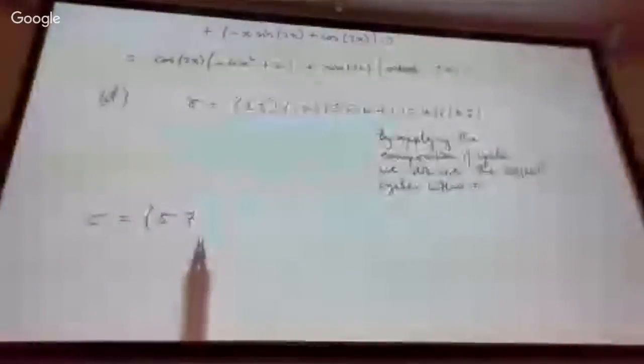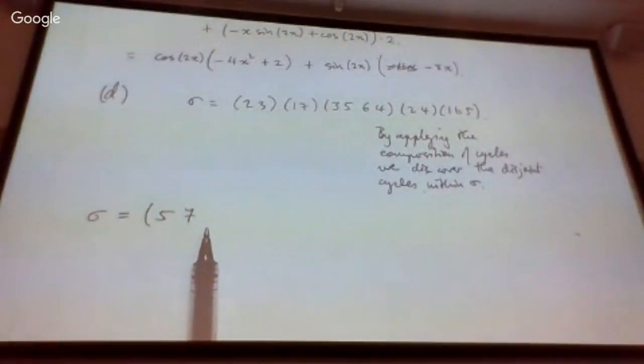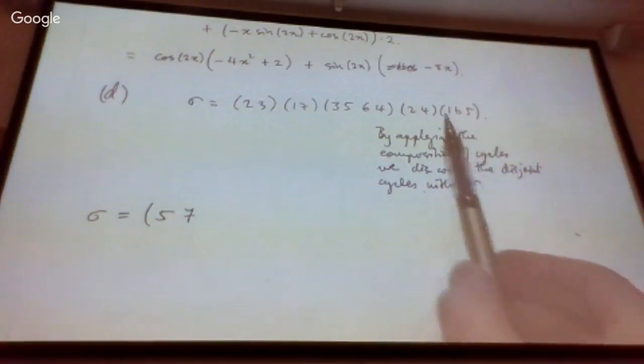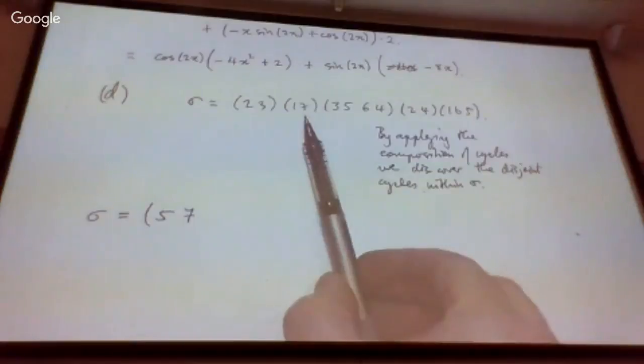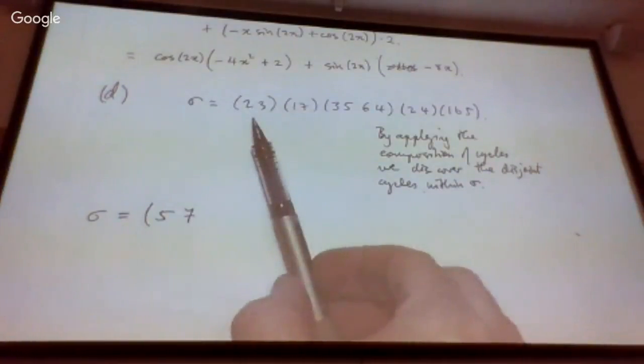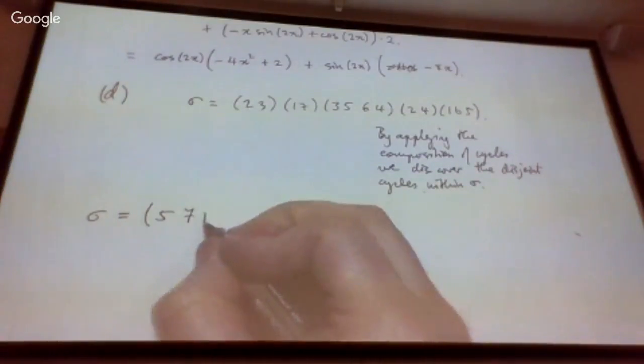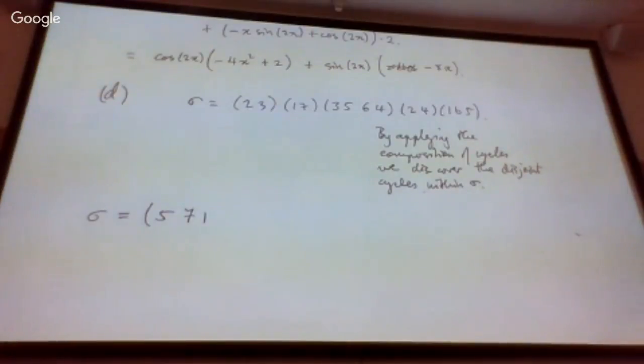So then we ask ourselves, well, what does 7 get sent to? 7 must get sent to 7. 7 is left fixed, left fixed, left fixed. 7 gets sent to 1, and 1 is left fixed. So overall, 7 gets sent to 1. You just keep playing this game.